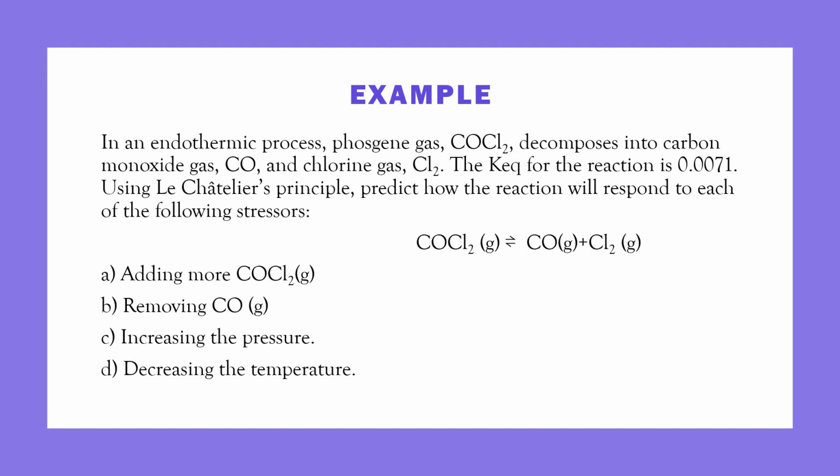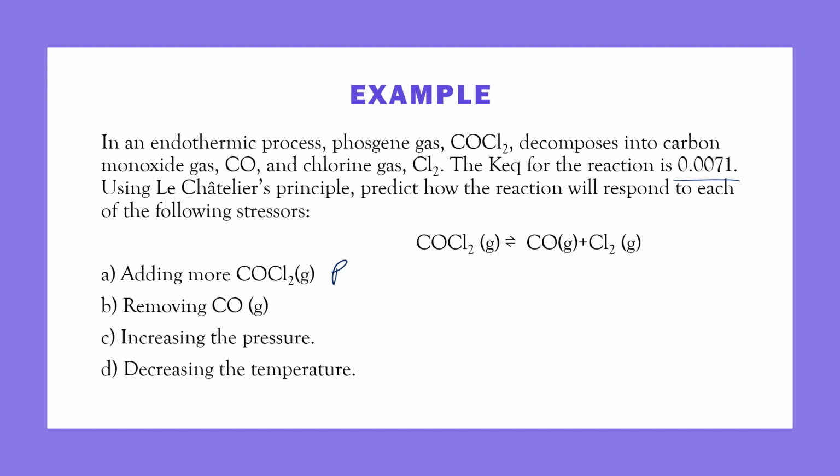Okay, so we have this reaction. The COCl2 decomposes into carbon monoxide and chlorine gas, and they gave us the value of Keq is 0.0071. We're going to predict how the reaction will respond to each of the following stressors. If I add more COCl2, increasing the concentration, I need to use up that excess, so it will shift towards the product side. So I'm going to write P for products. It's going to shift towards the products.